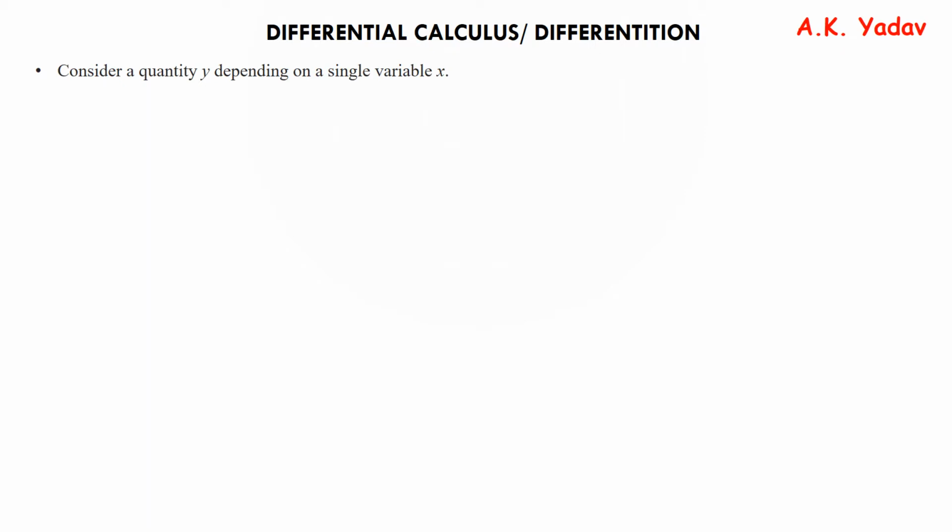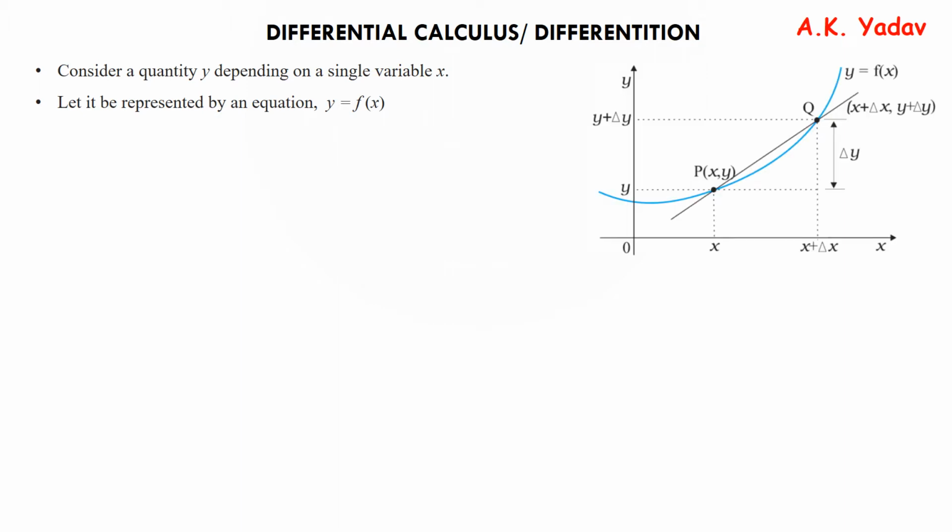Let us consider a quantity y depending on a single variable x, and let it be represented by an equation y equals f(x), which means y is a function of x. If we plot this equation on a graph, this is what we will get. The blue curve represents the equation y equals f(x). Now, on this curve, we are taking 2 points P and Q, where P has coordinates (x, y) and Q has coordinates (x plus delta x, y plus delta y).